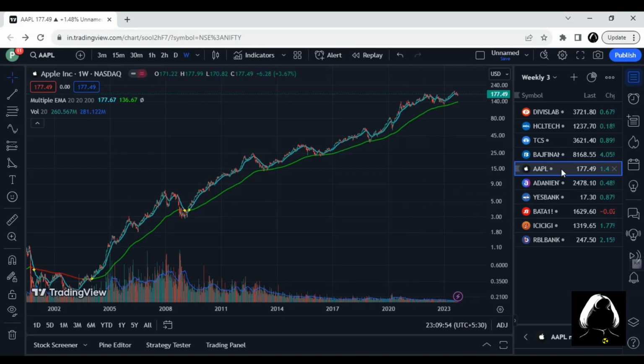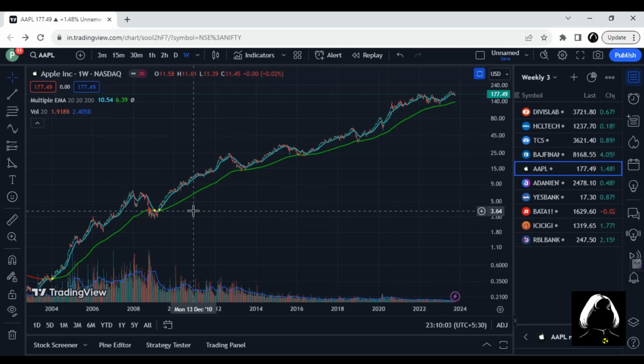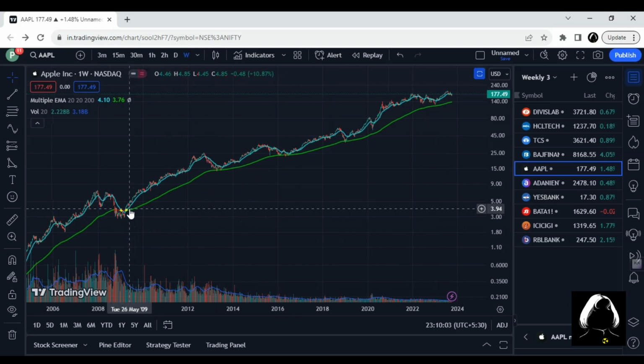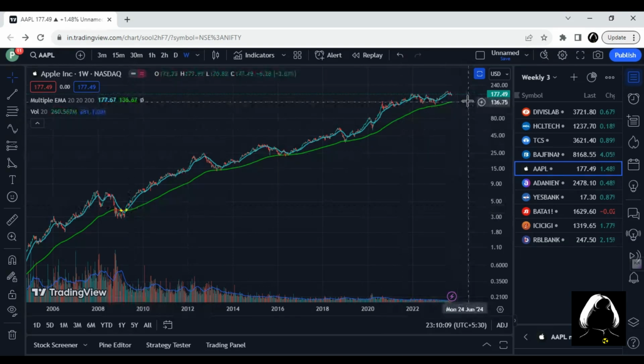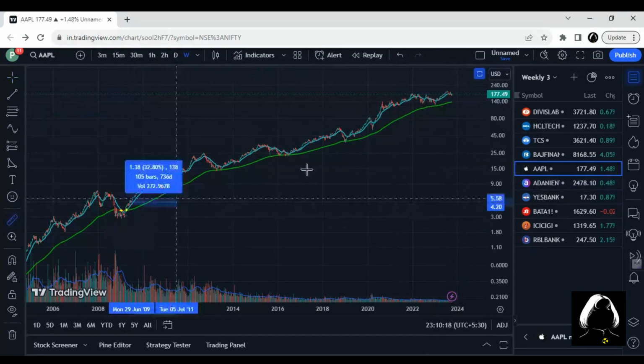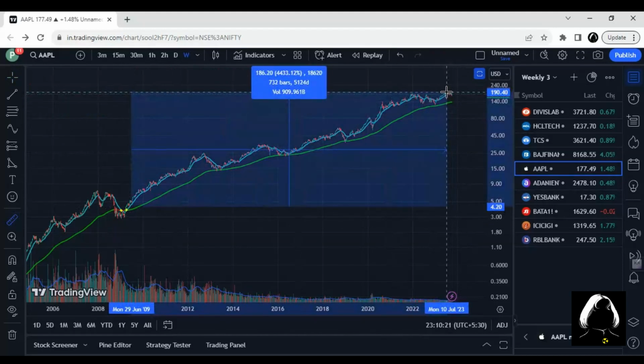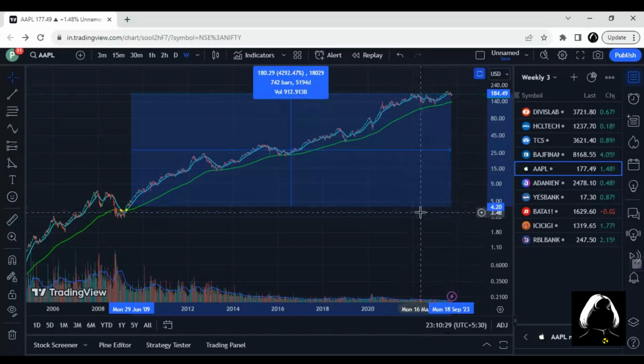So let's see one more example from US stocks. Here I am taking Apple as an example, and you see we got the trigger here around $3.9, and now the stock is trading at $177. So here also you are getting around 5,000% return, and still there is no sell trigger here. That means it is also working in other country stocks.